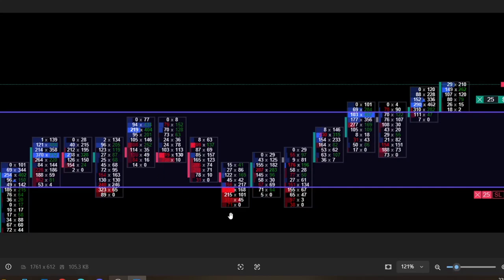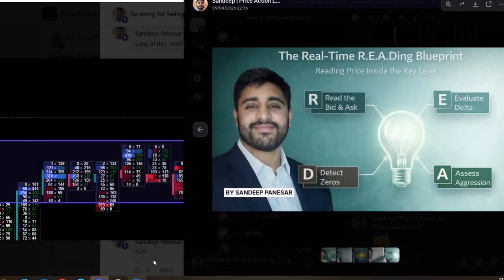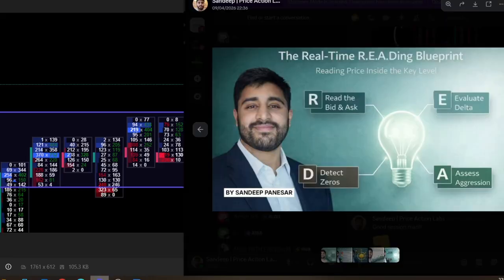As we started to creep higher, we saw zeros at the bottom. Do you see that? People will always ask me, "Oh, there's zeros at the top, there's zeros at the bottom. Which way do I go?" Well, that's a different framework. That's the Bolt Breakout Blueprint framework, right?